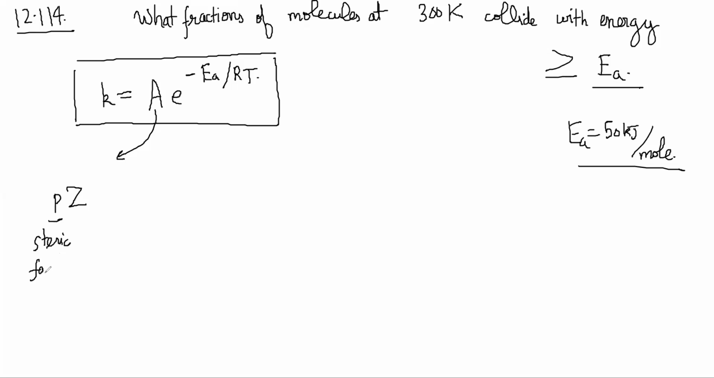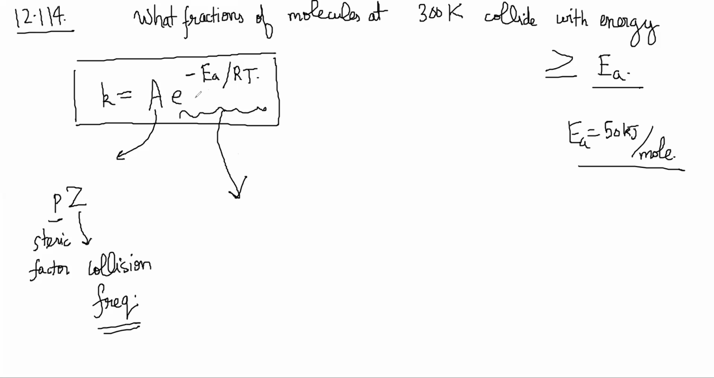Steric factor means are they in the right orientation? Z was collision frequency, right? How many collisions per second? And this portion, PZ, is separate from the e power minus EA by RT part. That is the fraction: what fraction of the collisions have greater energy than EA? Which is what he's asking, right?